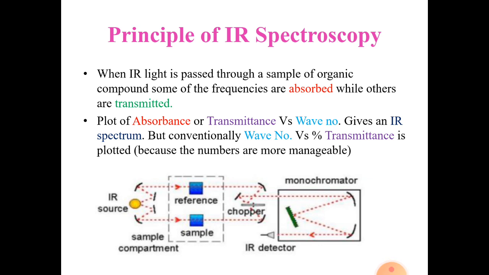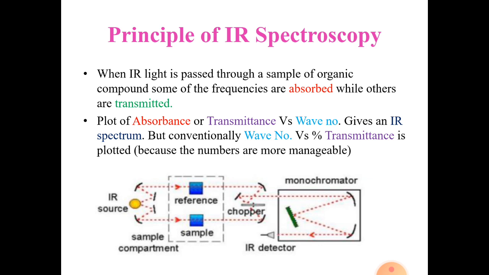The principle of IR spectroscopy. When an infrared light ray is passed through a sample of organic compound, some of the frequencies are absorbed by the organic compound while other frequencies are transmitted by the organic compound. If we plot a graph between absorbance versus wave number or transmittance versus wave number, we get an IR spectrum. Conventionally, wave number versus transmittance is plotted. Why? Because the number is more manageable with respect to transmittance.